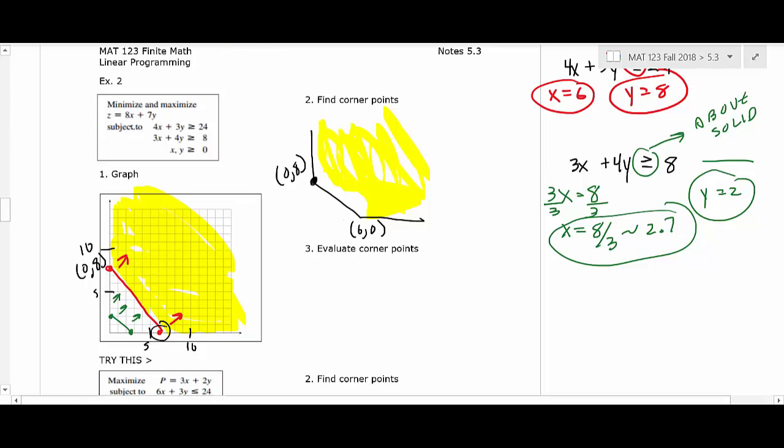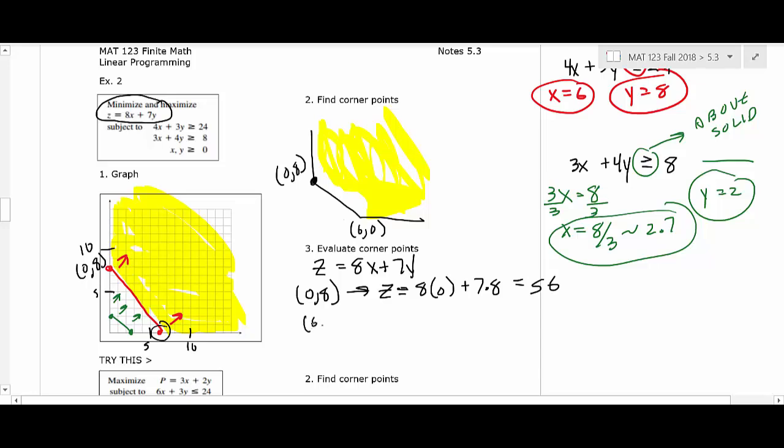Okay, so what do you do with the corner points? You work with the objective function, which is z equals 8x plus 7y. Now this problem says minimize and maximize, so you're just going to tell me what the minimum is and what the max is. Okay, so the first corner point is (0, 8). When you plug in, you're going to have z equals 8 times 0 plus 7 times 8, so that's 56. Okay, the second corner point is (6, 0), so that's going to give z equals 8 times 6 plus 7 times 0, so that is 48.